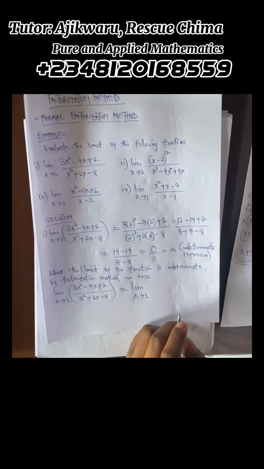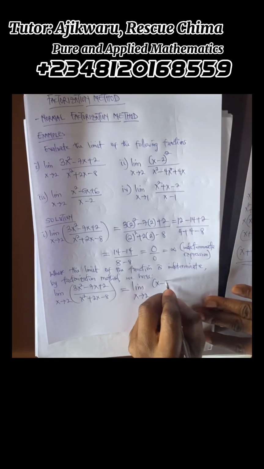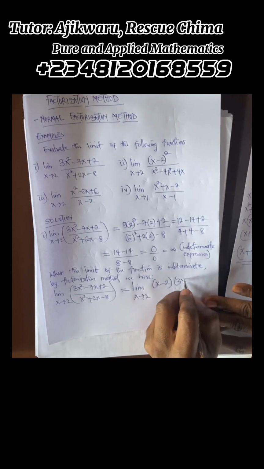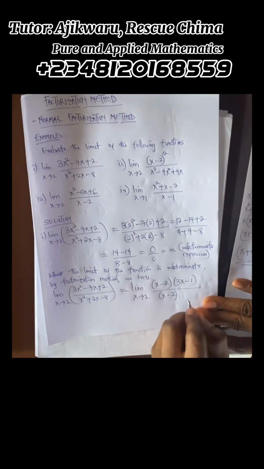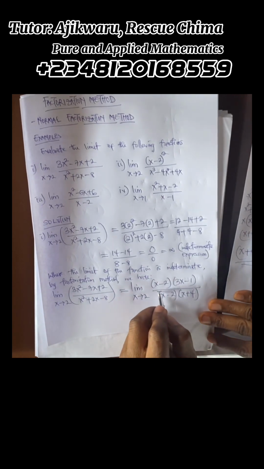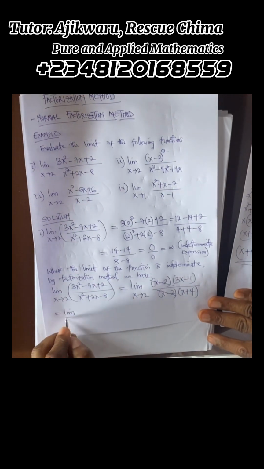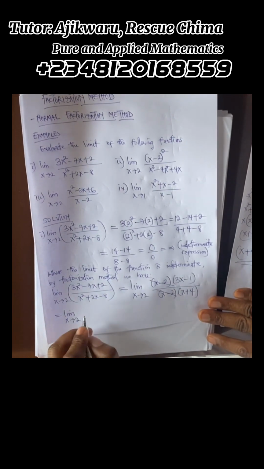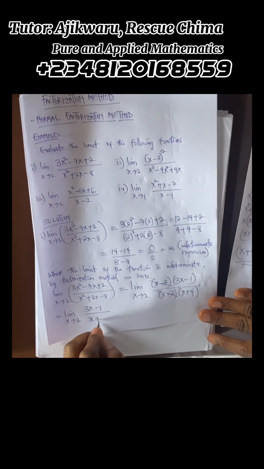For this numerator, we got x minus 2, 3x minus 1, and the denominator we got x minus 2, x plus 4. At this point, you can see that this can clear out this, and so this gives us limit as x tends to 2, 3x minus 1 upon x plus 4.